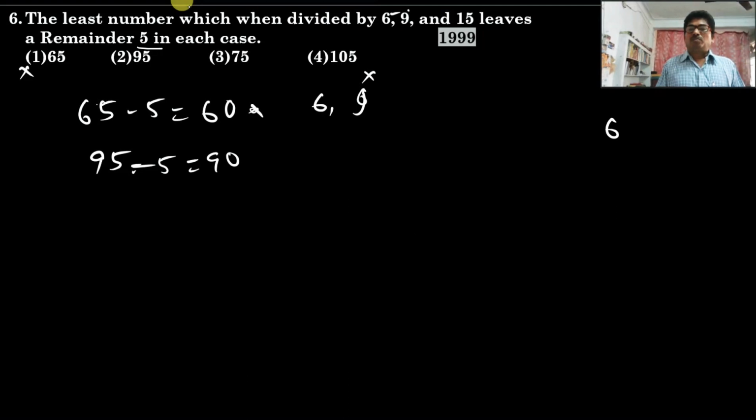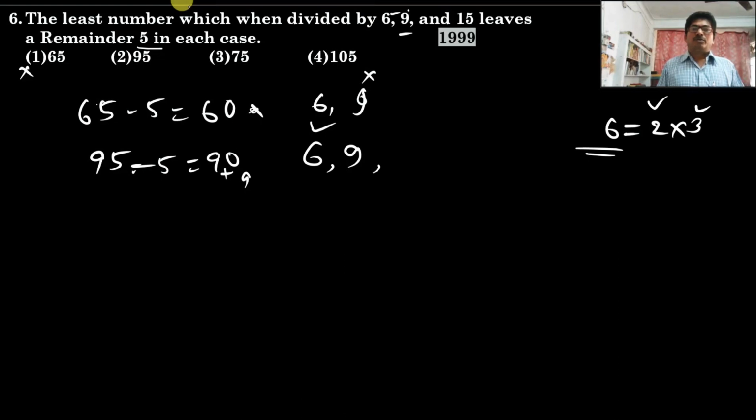We have to know the divisibility rule for 6. If a number is divisible by 2 and 3, then the number is exactly divisible by 6. So it is divisible by 2 and 3, that's why it is divisible by 6. Next, 9. The digital root is 9, so that's why it is divisible by 9.